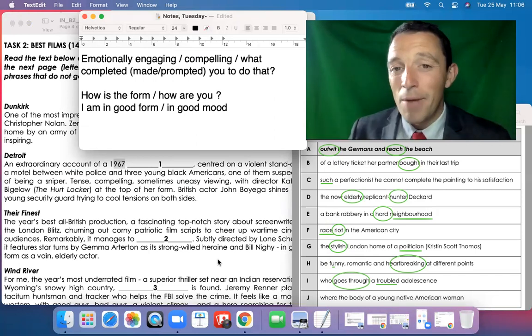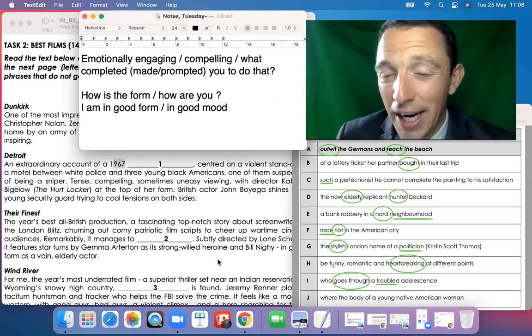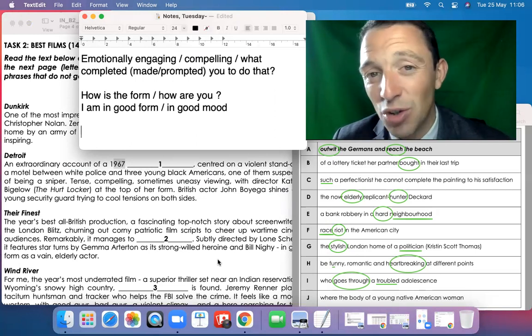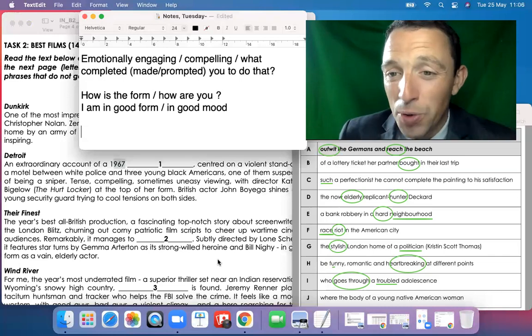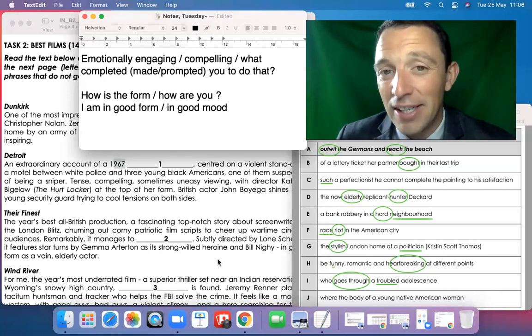So in the exam, again, you have to read very quickly and hopefully you can make the connection very quickly between the race riot and the white police and the Black Americans. I suppose that's the best advice to do that particular paragraph.